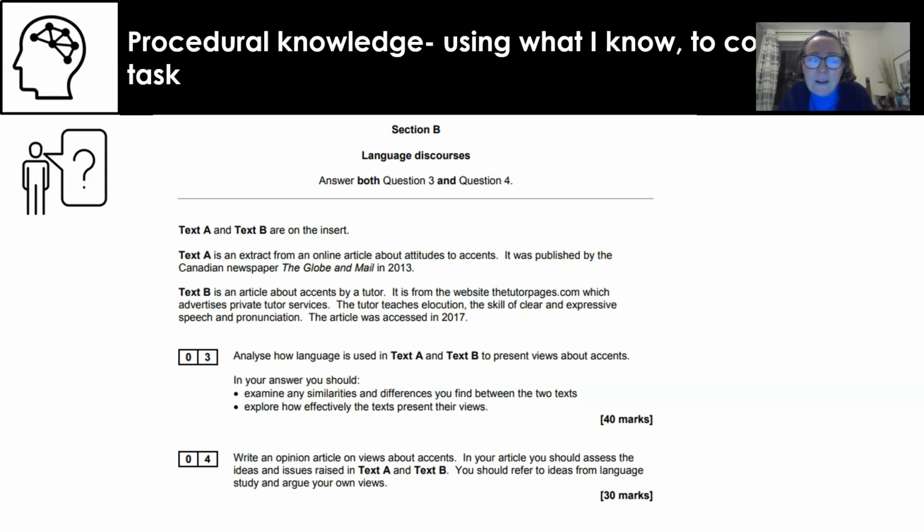Your task today, guys, is to analyse how language is used in text A and B to present views about accents. In your answer, you should examine any similarities and differences you find between the two texts and explore how effectively the texts present their views.